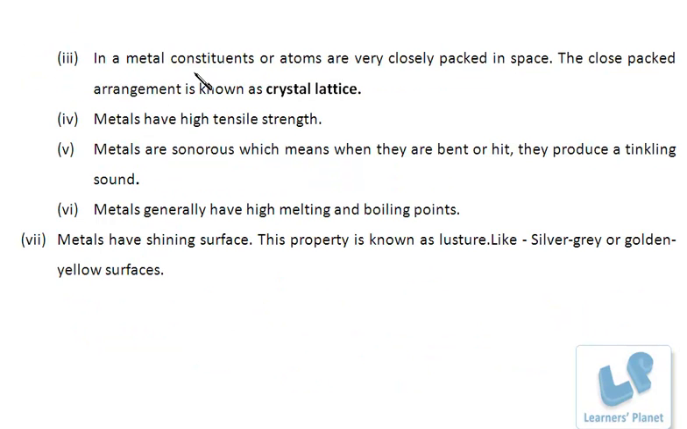In a metal, the constituents or atoms are very closely packed in space. I have told you, they're very closely packed. The close packed arrangement is known as crystal lattice. For example, I can take a cubicle over here.